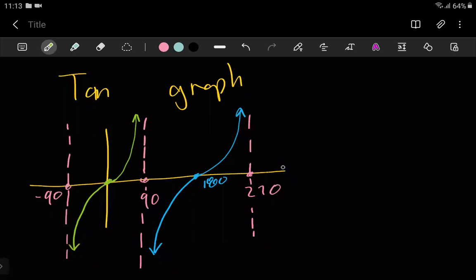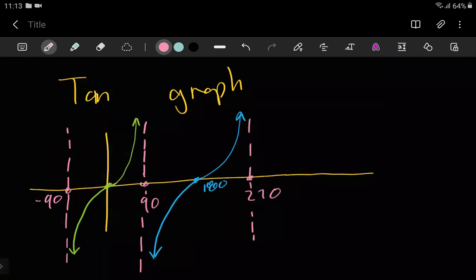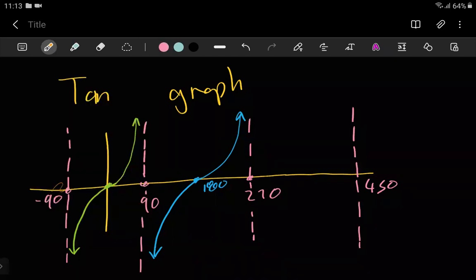And then from 270, another 180 degrees. From 270 going onwards, 180 degrees later would be somewhere at 450. Somewhere here you'd have 450. Now, in between that 270 and the 450, you'll have a full tan graph. You see, it looks like this, looks like this. There we go. So that's what a tan graph looks like.